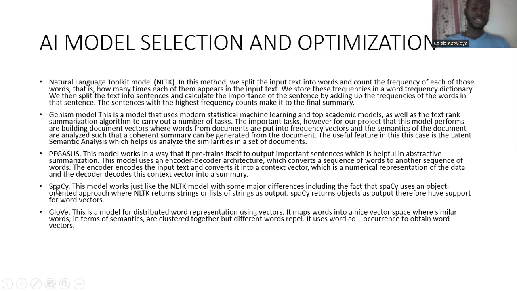Then we have the spaCy model, which is kind of similar to NLTK, but it's more object-oriented. Then we have the GloVe model, which uses vectors. We represent words using vectors. It puts them in a vector space where it groups similar words together.